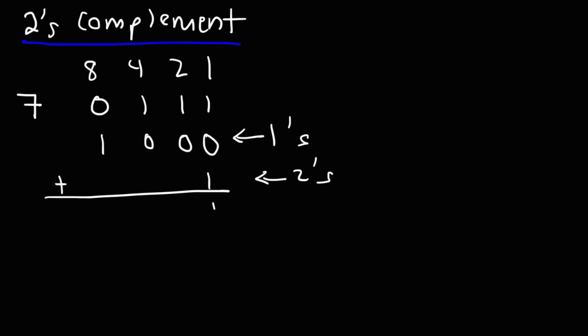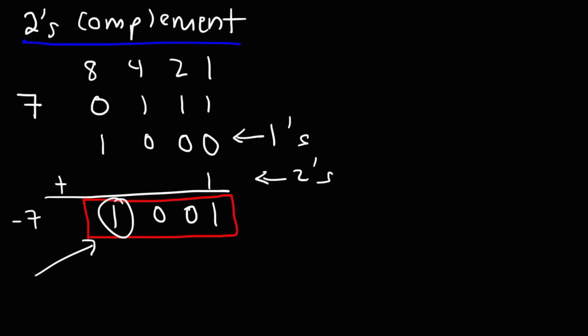0 plus 1 is 1, and then we can just bring down everything else. So negative 7 would correspond to the number that we see here. Now keep in mind, the first 1 that you see indicates a negative value.